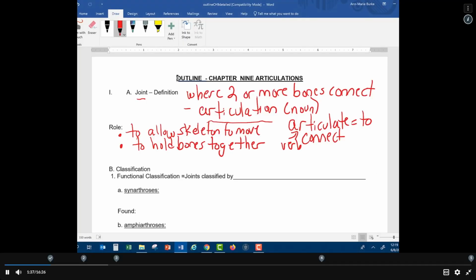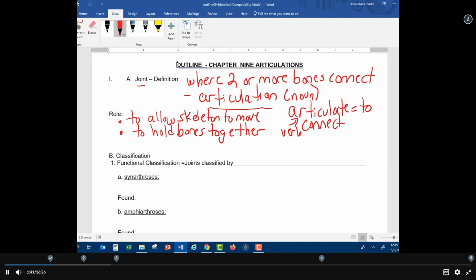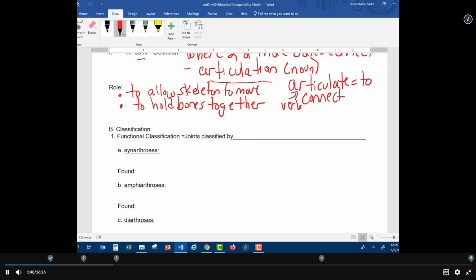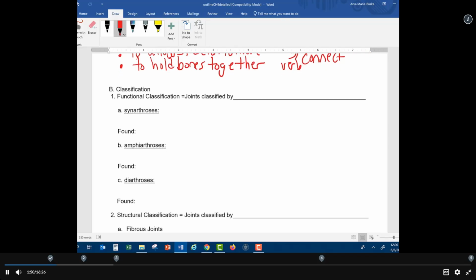There are many joints in the body. So in order to make sense of them, scientists put them in categories based on either their structure or their function. One group of categories is based on their function. In this category, joints are classified by how much movement is allowed. Now, there are three categories you can put a joint in terms of its function.